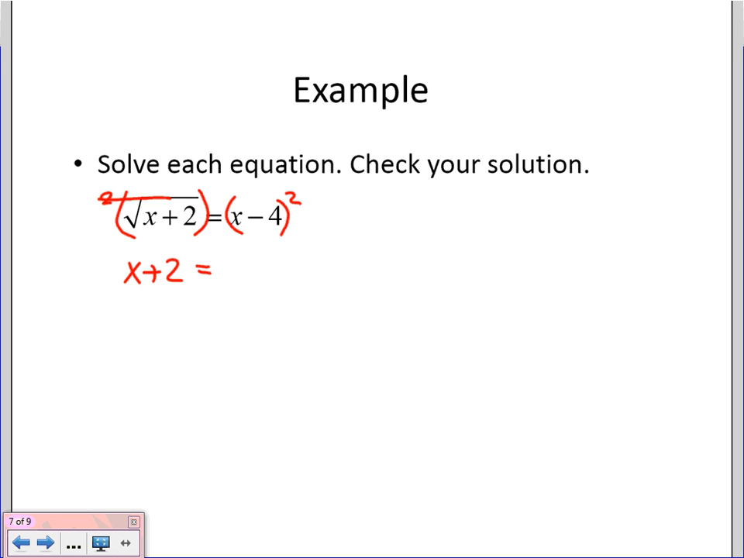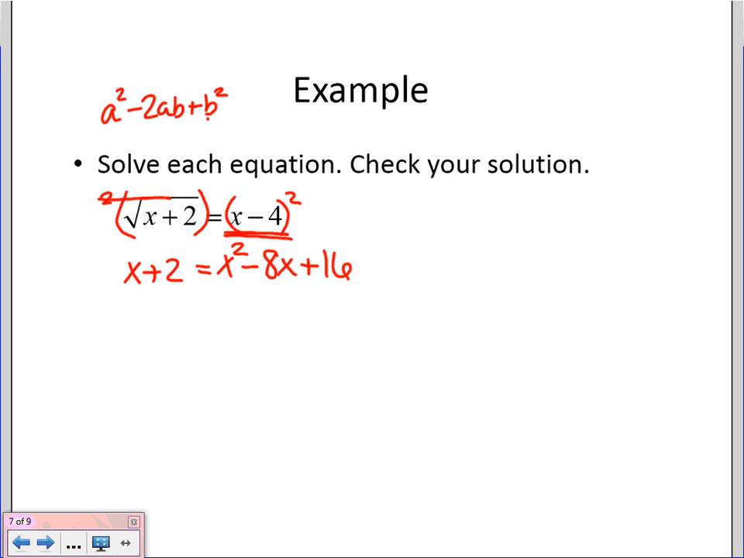Now that was when we were factoring and all that. This was a squared minus 2ab plus b squared. Remember that? So I'm going to take this a squared, and I'm going to square that, and we get x squared minus 2 times ab, which is 2 times negative 4 times x, which is minus 8x, and then plus b squared, which is plus 16.